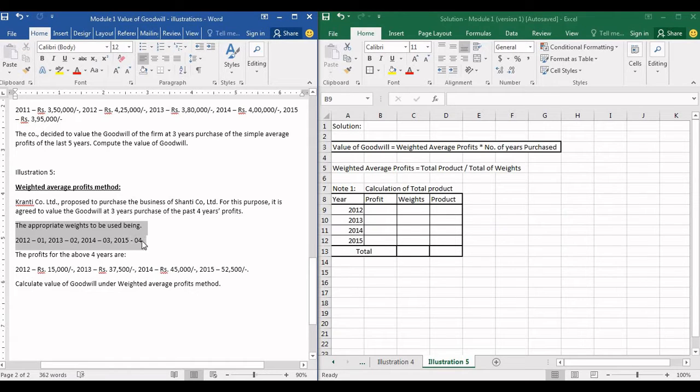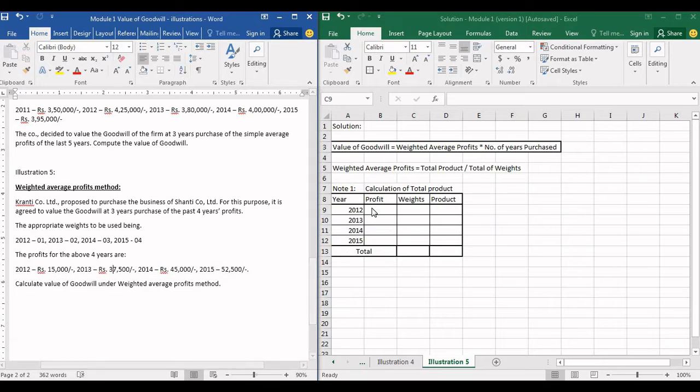Let us look at the weights. Weights are 1, 2, 3, 4. Like I told you guys, if it is given or not given, you shouldn't be bothered. If they ask you weighted average method, you just simply have to start with the first year that is given in the problem and put 1, 2, 3, 4, 5 and so on and so forth, depending on number of years profit that they have given.